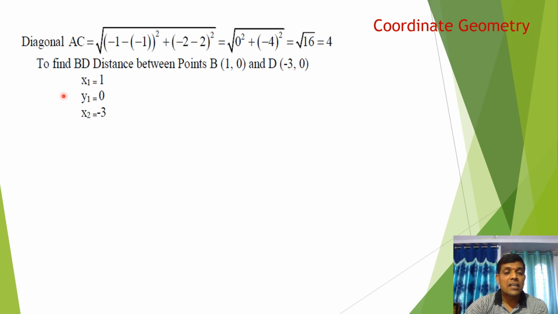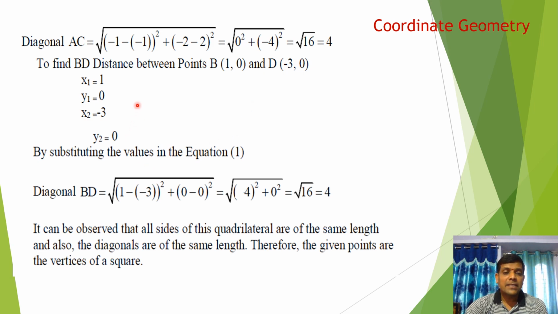Now find the distance between B and D. This is the other diagonal. Already AC represents one diagonal and BD represents the other diagonal. Here B is 1, 0 and D is minus 3, 0. So write down the coordinates. x1 is equal to 1, y1 equal to 0, x2 is equal to minus 3, y2 is equal to 0. Replace the coordinates in the distance formula. We know that the distance formula is root over x2 minus x1 whole square plus y2 minus y1 whole square.